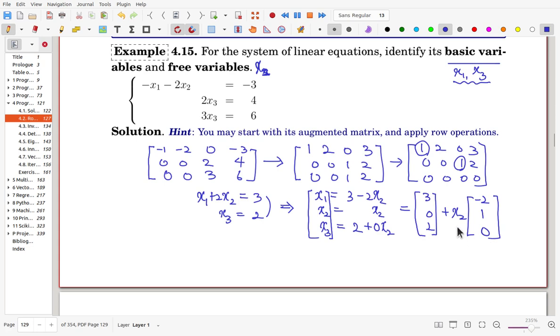In this solution, x2 can be chosen arbitrarily. You can choose x2 freely, and for any choice of x2, the result will become a solution. That's the reason x2 is called a free variable, because you can choose it freely. Okay.